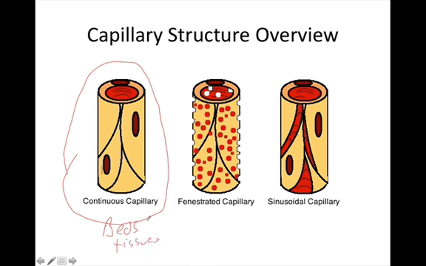Like your muscle tissues, your skeletal muscle tissue, the tissue in your intestines, capillaries in your brain, capillaries in most tissues of the body, in your lungs. These are continuous capillaries. So these are going to be the main focus of today, so we'll come back to these.